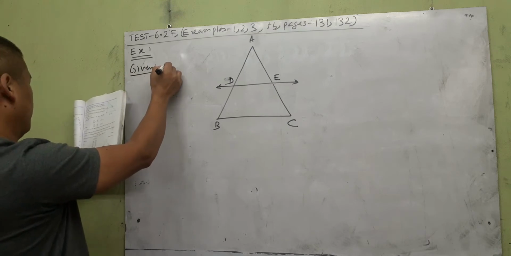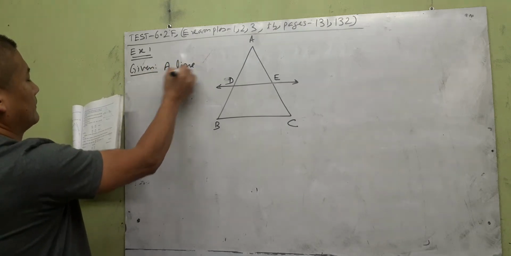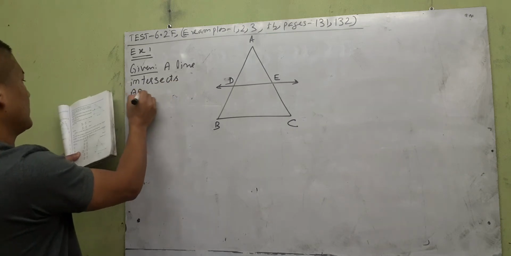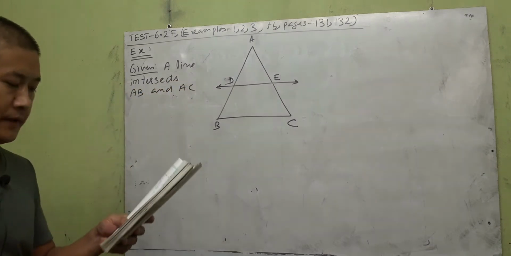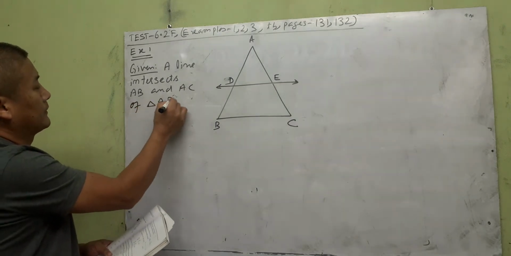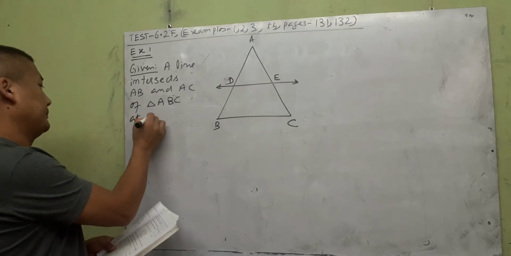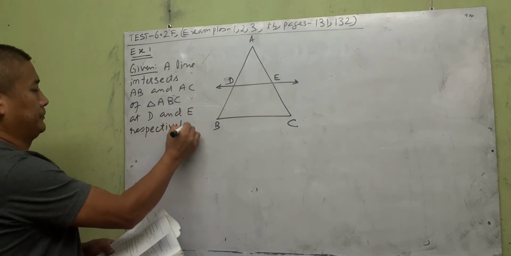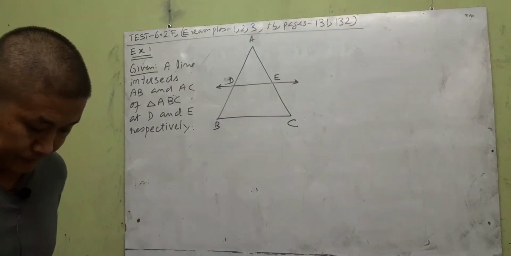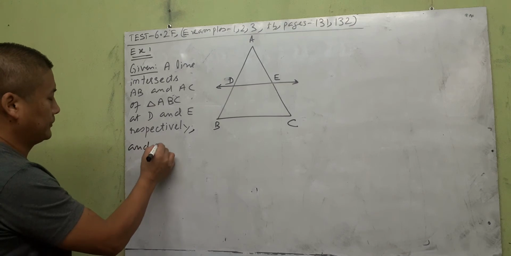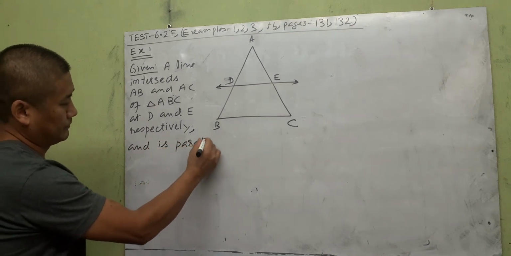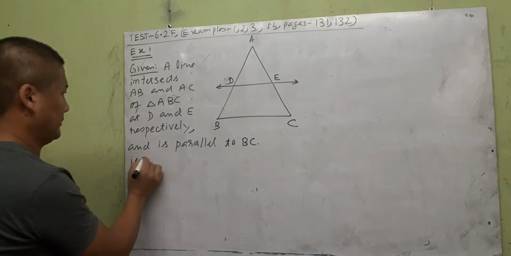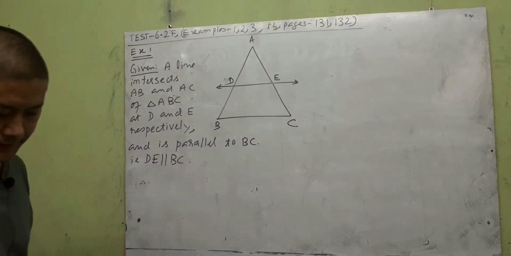Given is a line intersects AB. Just write AB directly, side. We immediately understand ourselves. AB and AC of triangle ABC at D and E respectively. Okay, then continuing, the line is parallel to BC. In other words, DE is parallel to BC. That is given. We have to prove.